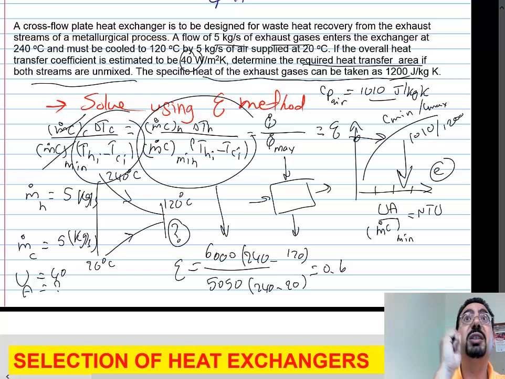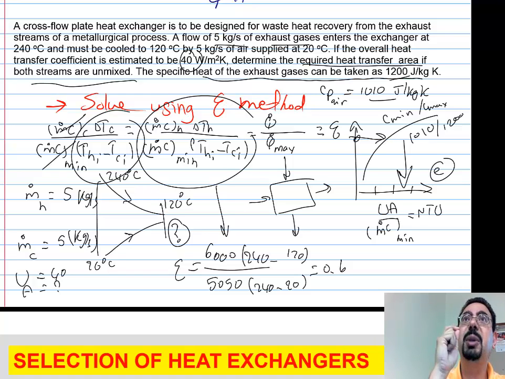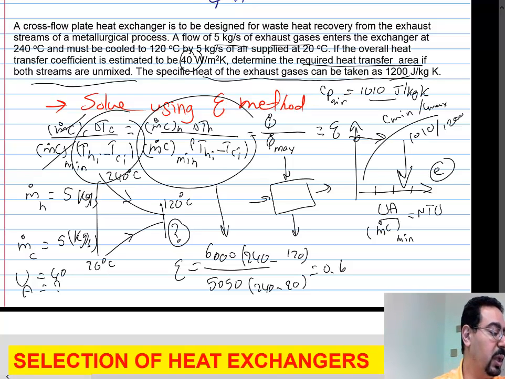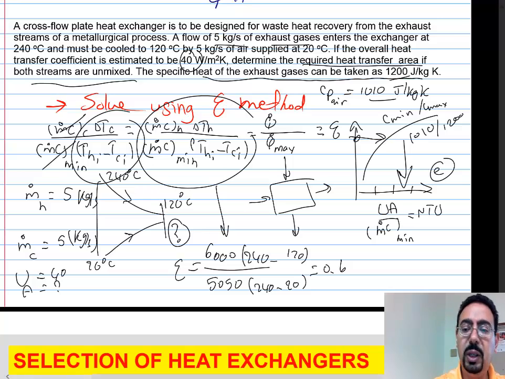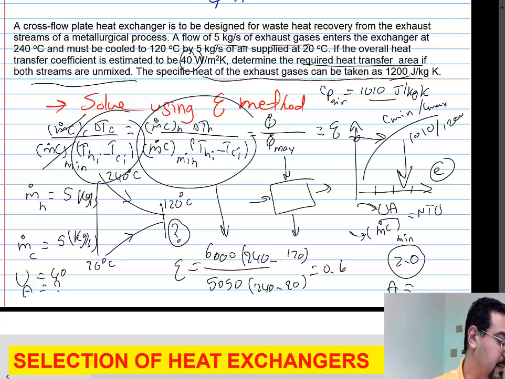Just remember, the C is not just the CP. That C is m dot CP. Right? But since m dot is the same, they cancel out. And so we just go ahead and read the effectiveness. So the NTU turned out to be 2. Right? So if 2 is equal to UA over m dot CP, and you have the U 40, and you have the m dot CP minimum, you can get the area. So the area turned out to be 253 meters square.